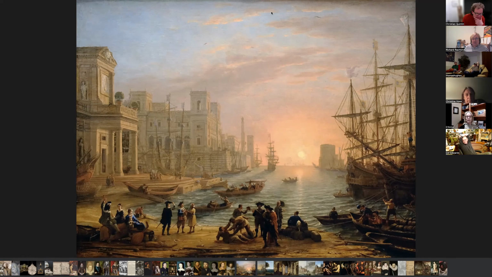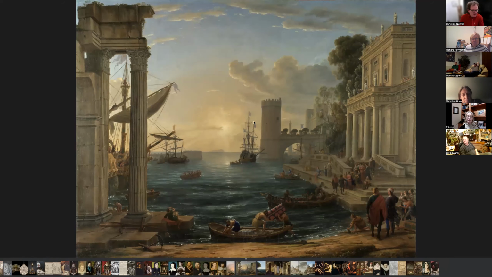It's a seaport at sunset. It's at the Louvre. This is the embarkation of the Queen of Sheba. It's another mythological story. The Queen of Sheba is a figure that was mentioned in the Hebrew Bible, and in the original story of the Bible, she brings a caravan of valuable gifts to the King Solomon, the Israelite King Solomon.